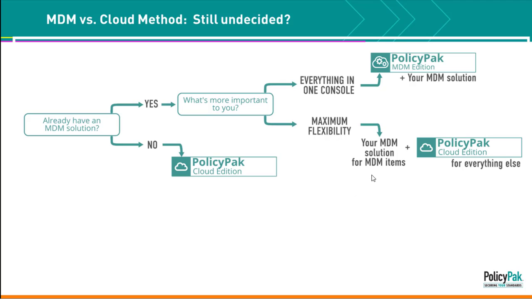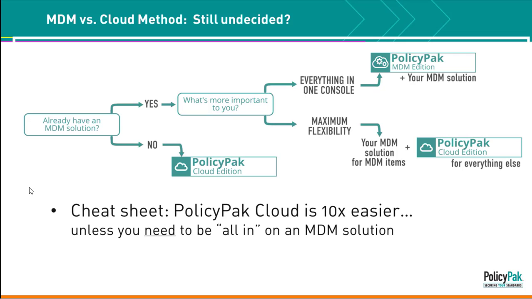But if you want maximum flexibility, you could do that hybrid thing we talked about, where you can use your MDM solution to bootstrap and get the PolicyPak Cloud client installed. Use your MDM for your MDM stuff, whatever you want to do there. If you want to do hardware inventory, something that we don't do, that's great. Or if you want to be able to nuke the machine from on high, something we don't do, with your MDM service, that's fine. And then use PolicyPak Cloud for everything else, for your policy creation and your editing and finally your delivery. Perfectly fine.